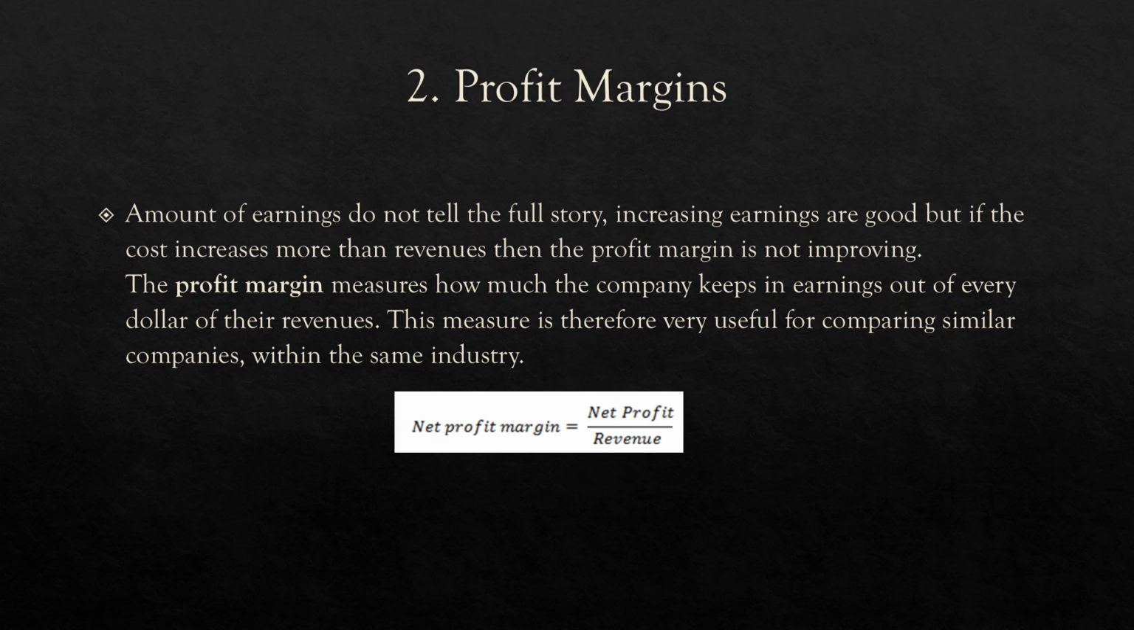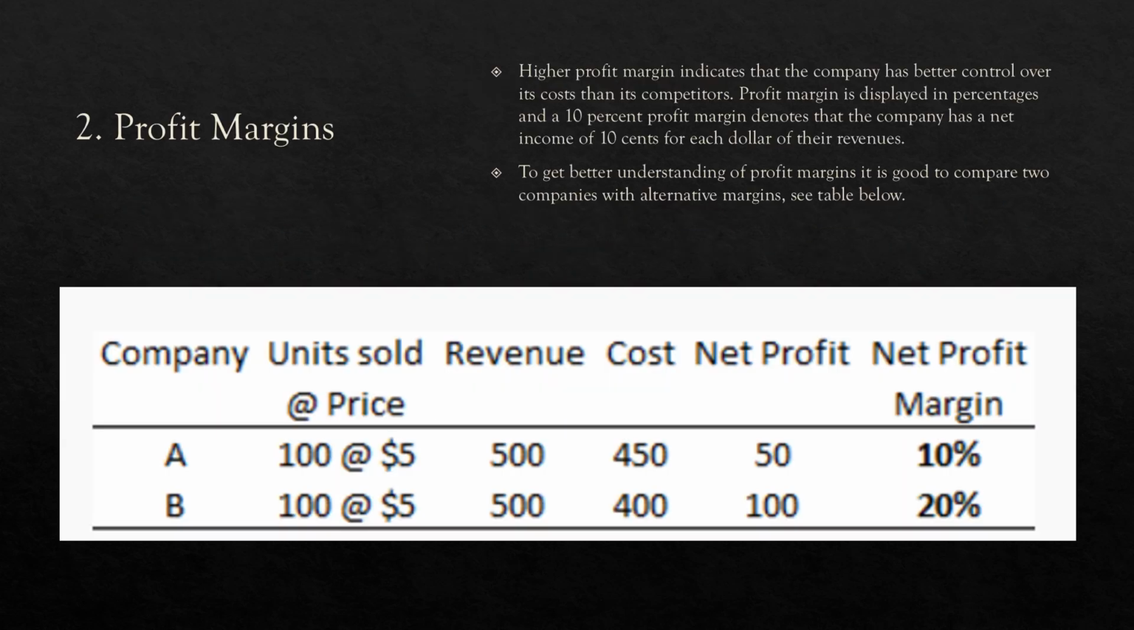Your retailers should all be generating the same profit margin, or close to it, as the other retailers in the comparison. But if you're dealing with an automaker, you need to look at what the other automakers are doing as far as profit margins. The higher the profit margin indicates the company has better control over its costs than its competitors. Profit margin is displayed in percentages, and a 10% profit margin denotes that the company has a net income of 10 cents for each dollar of its revenue.